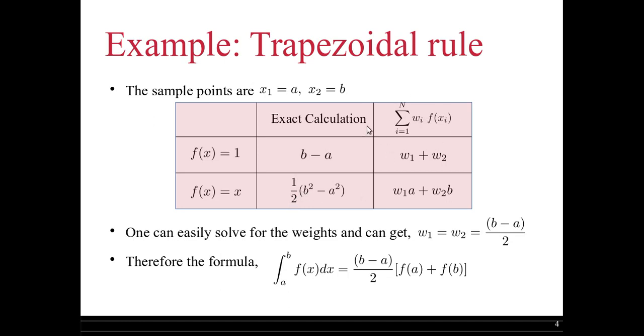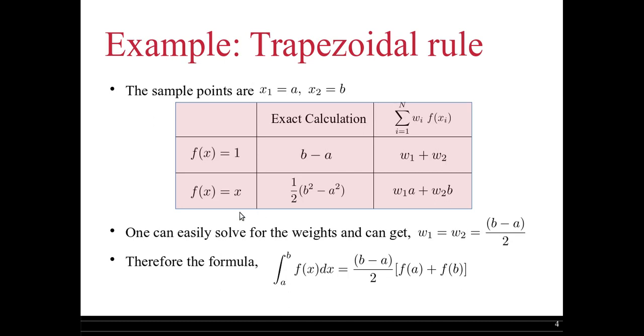And if you write this formula with these weight factors, in this case for the function f(x) equal to 1, it will be w1 plus w2, because f(a) is equal to 1 and f(b) is equal to 1. And similarly for the case of f(x) equal to x, w1 multiplied by f(a), that means a, plus w2 multiplied by f(b), that means b. So this is w1 a plus w2 b.